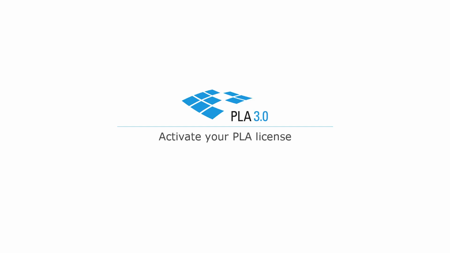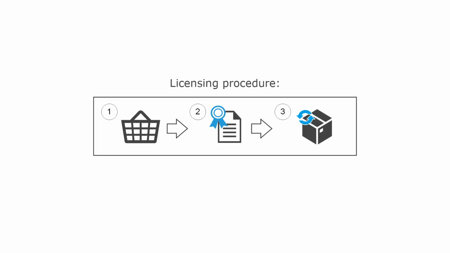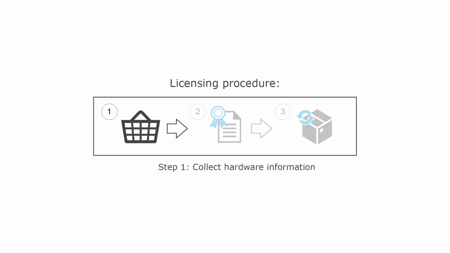In this video we will discuss how you activate your PLA license. Activating a PLA license is a three-step procedure. First, you create a customer-to-vendor file with information about your hardware. We will use this file to provide you with a specific license file. Second, you install this file in the system to be licensed. And third, you refresh your information package to complete the licensing procedure.